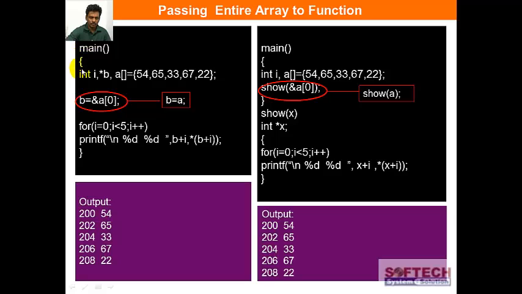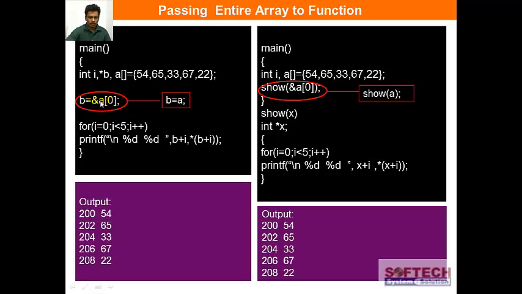In the main function, int *b is an integer pointer variable. int a[5] allocates 5 locations because of declaration and initialization: a[0], a[1], a[2], a[3], a[4]. So b = &a[0]. As per our previous example, the starting address is 200, 202, 204. &a[0] means the address of the 0th location, which is 200. The 200 is assigned to b.